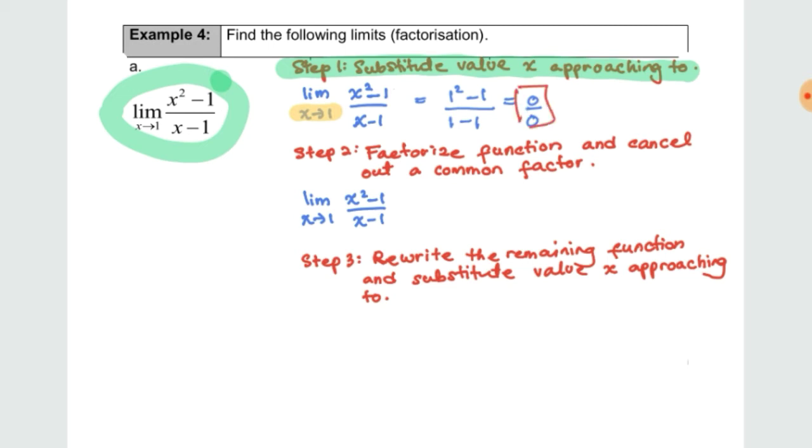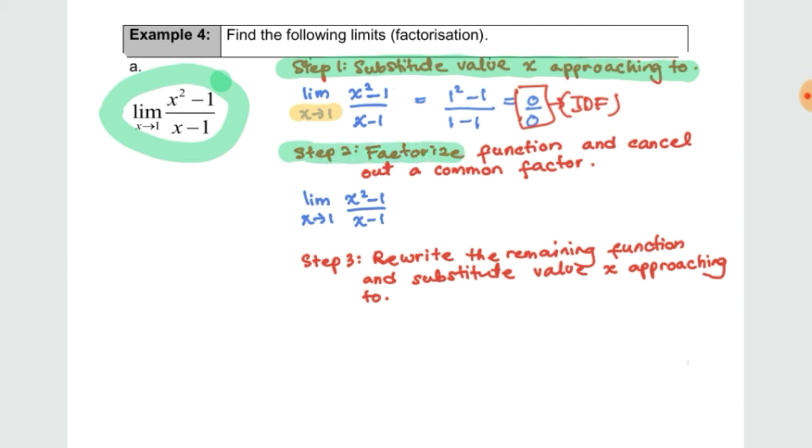This form is not equal to 0, but we call it indeterminate form or IDF. Because we get the IDF form, or indeterminate form, that's why we need to continue to step number 2.